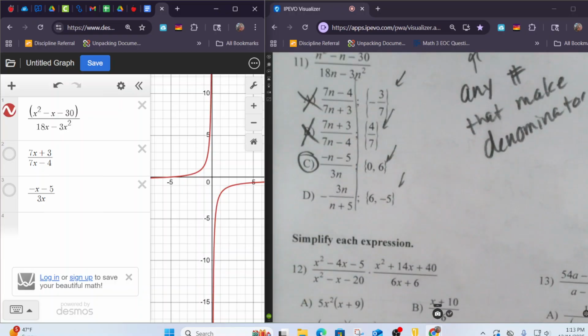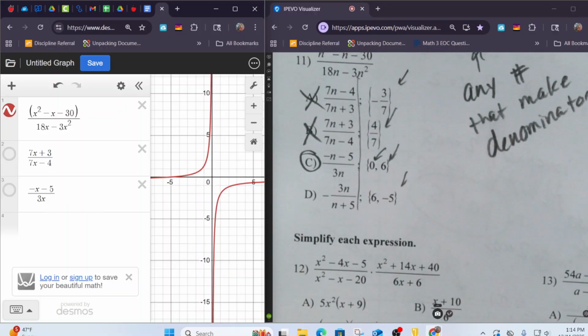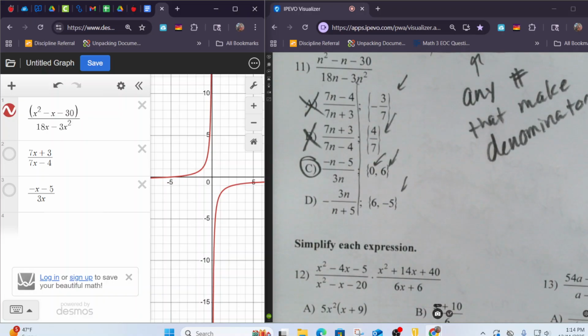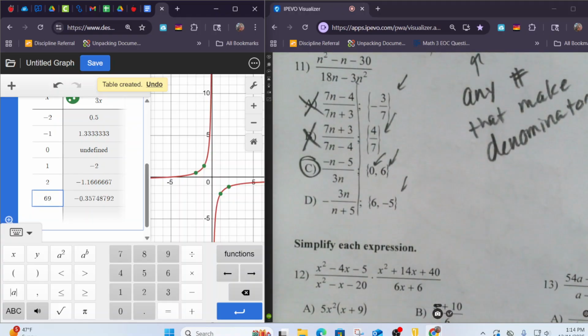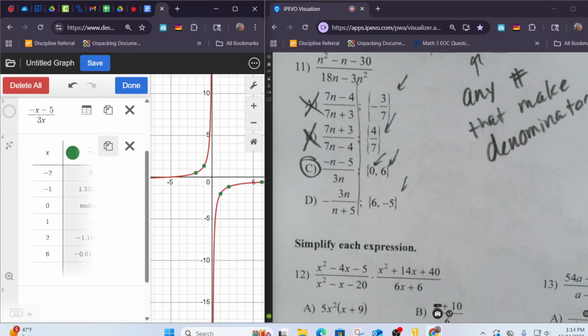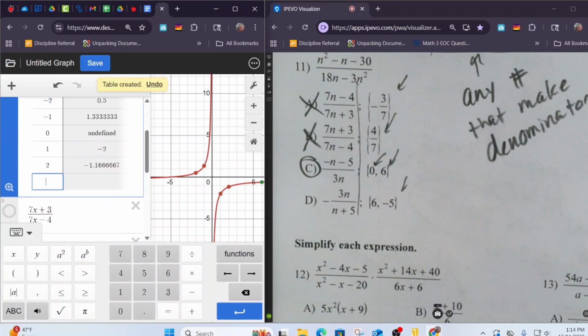The reason I know it's 0 is because notice your vertical asymptote looks like it's the y-axis. That's x equals 0. It's probably got a hole at 6. Matter of fact, if you look at that graph right here, 0 is undefined. And it says 6 undefined. Oh, it's already canceled out. You'd have to go up to your original. 0 is undefined. 6 is undefined.